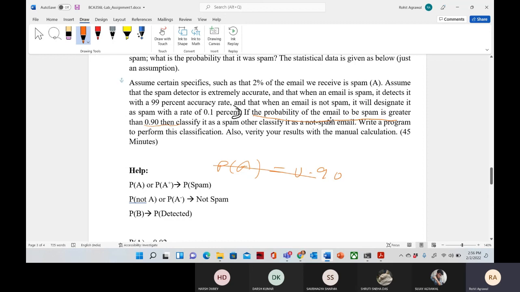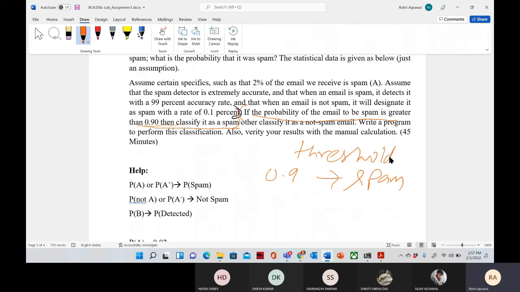So what does it mean? This sentence: if the probability of the email to be spam is greater than this, then classify it as spam. Sir, I think it means that if the overall probability comes out to be greater than 0.9, then we have to classify it as spam. Yes, otherwise not. So this is just a threshold. We call this a threshold in data science or machine learning.